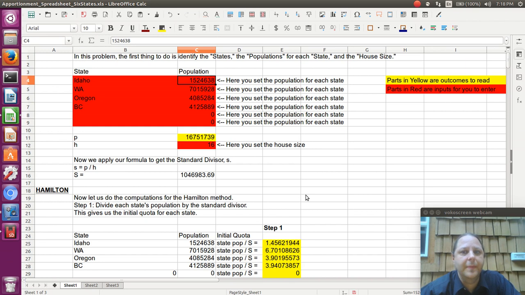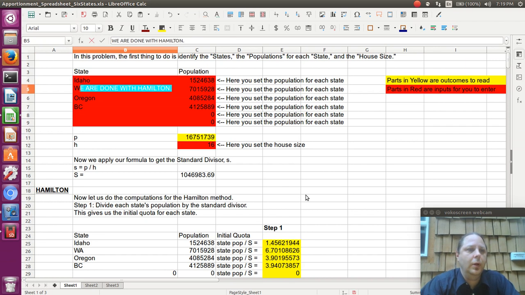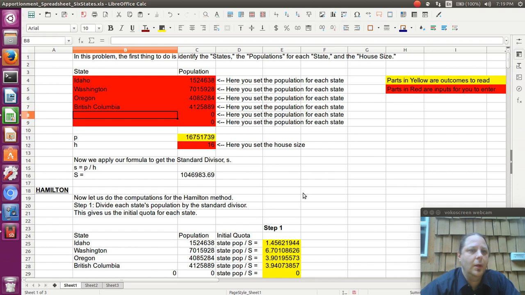Okay. So to use this spreadsheet, the red part is where I do the data entry. That's where I make my own changes. And the yellow part, well, that's just output for me to read. So I'm going to give the names of the states: Idaho, Washington, Oregon is fine, and British Columbia. Okie doke.